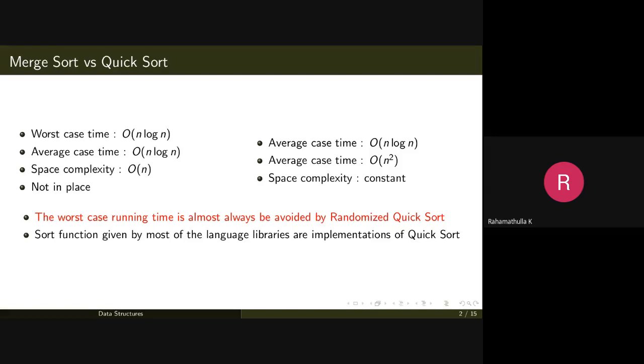Then we have seen a fast sorting algorithm, namely the merge sort algorithm, which in the worst case, average case, etc. was taking order of n log n time. But the additional problem there was it was taking order of n space complexity. It was not an in-place sorting algorithm.